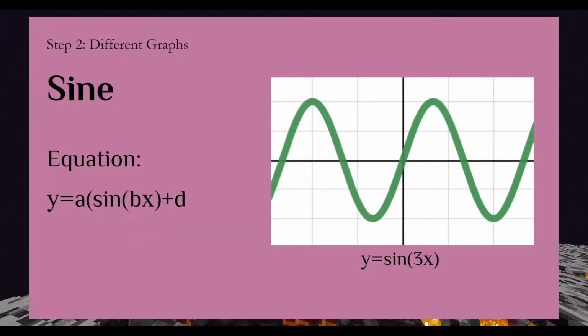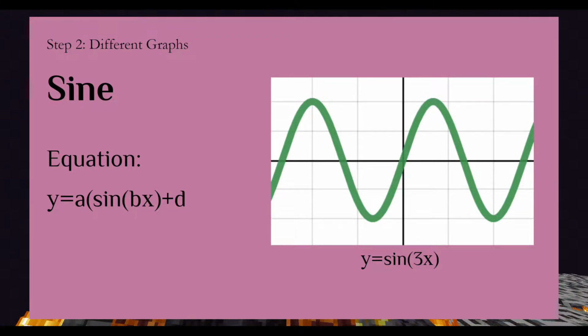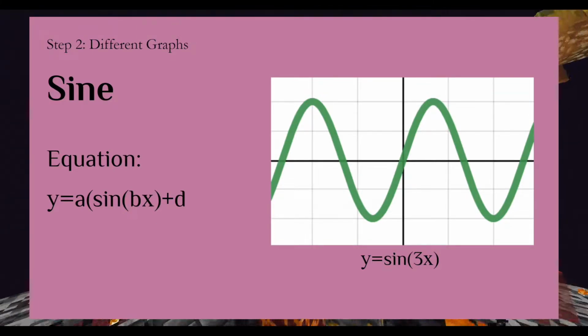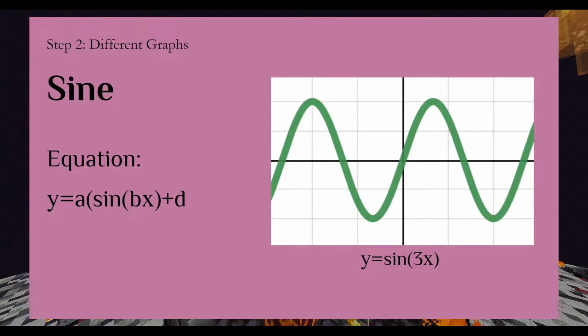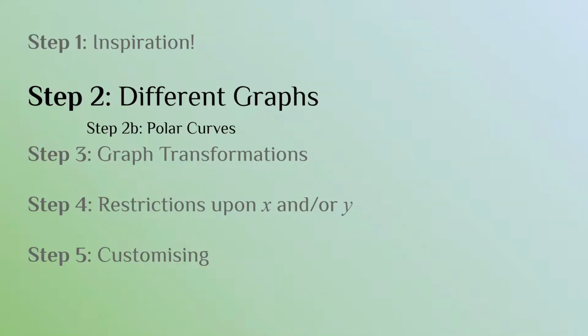This is a nice shape to know, but you may not use it very often. It's more of one of those nice-to-haves. I'll talk about the letters later when I mention graph transformations. Now we're getting into some of the polar curves, which are different from Cartesian graphs because they're on the polar coordinate system, so I'm putting these graphs in step 2b, polar curves.